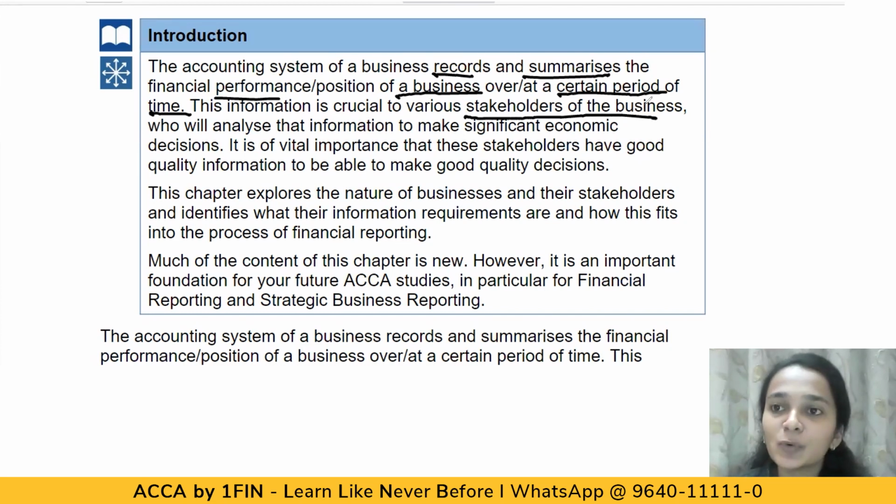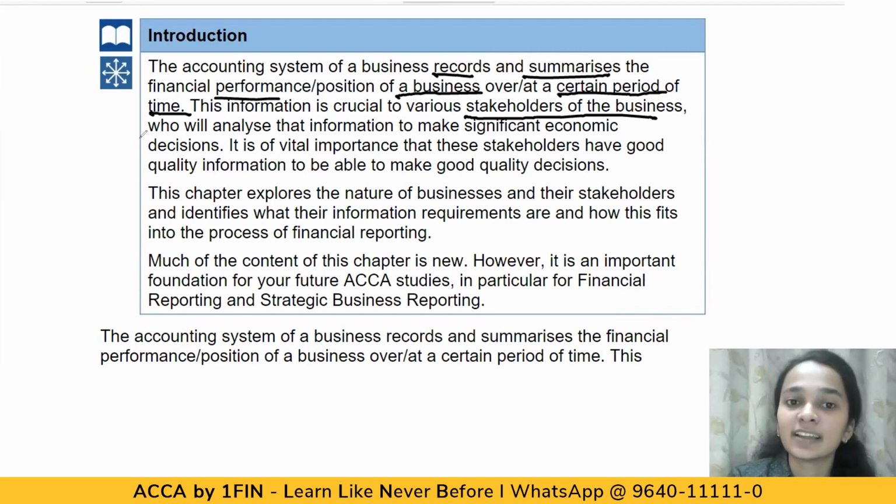Can someone tell me who are stakeholders? If you have gone through business, if you've studied business technology, you would know who stakeholders are. So can someone tell me who stakeholders are? Any idea? Customers of the business, a person who is basically interested in running of the business, who would want to know how the business is being run. So this financial information is crucial for the stakeholders, a person who has interest in the business, correct?